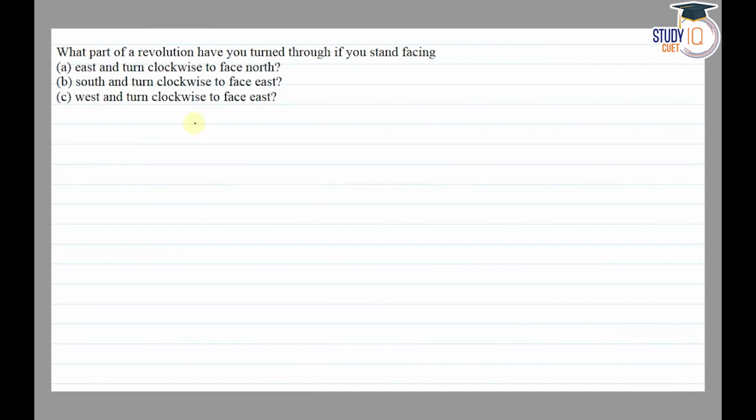Hello everyone, this question appears in Class 6 NCERT chapter of Understanding Elementary Shapes. This is the fourth question of exercise 5.2. The question says: what part of a revolution have you turned through if you stand facing? Part A is east and turn clockwise to face north.